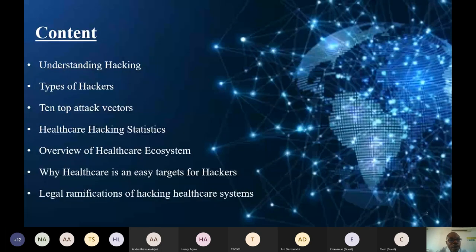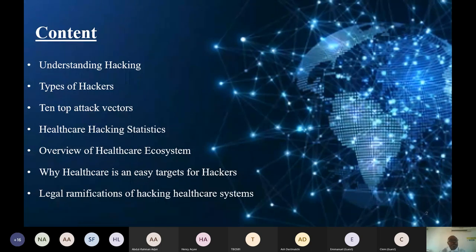I want to share an overview of what hacking is, the types of hackers, the top 10 vectors that hackers use, some statistics on hacking in the healthcare ecosystem, an overview of the Ghana or typical healthcare ecosystem, why healthcare is an easy target, and then the legal ramifications of hacking healthcare systems.